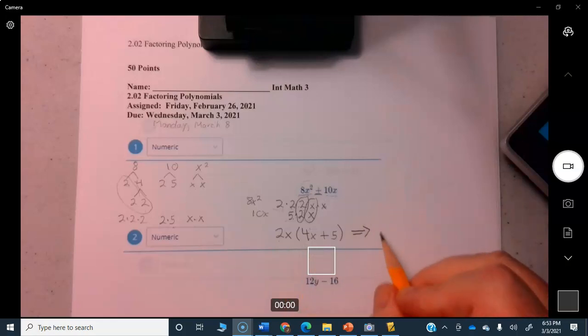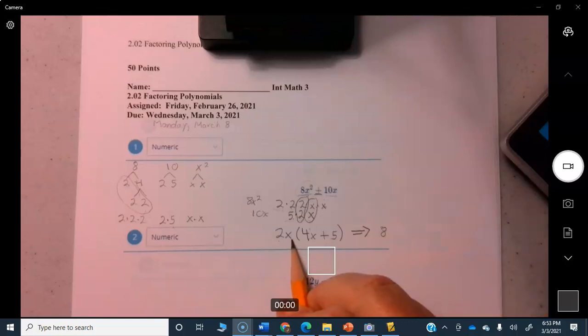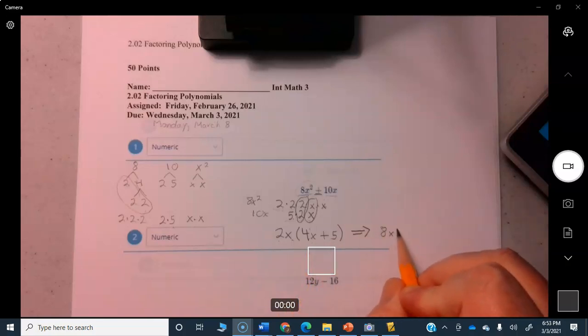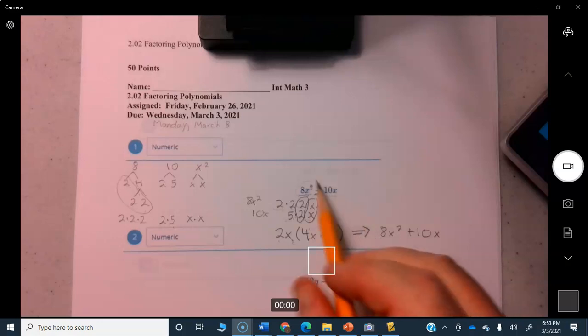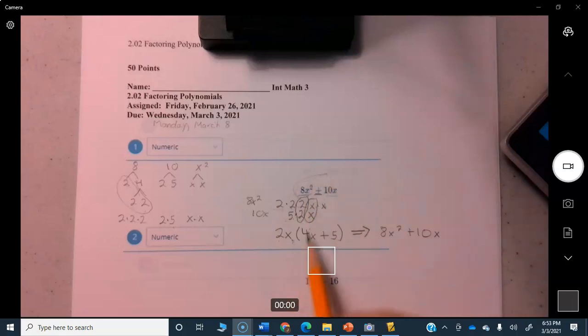So 2 times 4 is 8, and x times x is x squared. And 2 times 5 is 10. And then the x times nothing right there is just x. There's no other x there. So that's what you get when you expand this back, and that's our original equation. So this is the answer. This is just a way to check the answer.